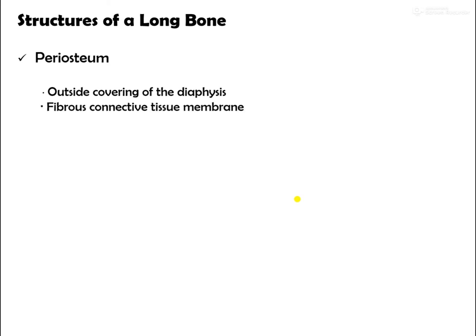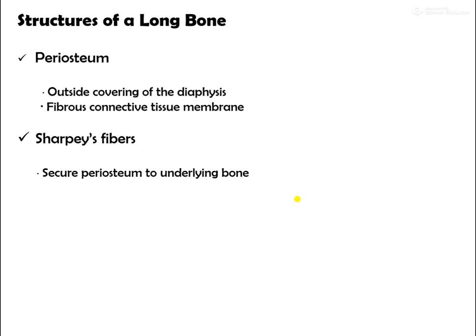Now next one is the structure of long bone, which contains the periosteum. Outside covering of the diaphysis, a fibrous connective tissue membrane. Sharpey's fibers secure the periosteum to the underlying bone. Arteries supply the bone cells with nutrients.